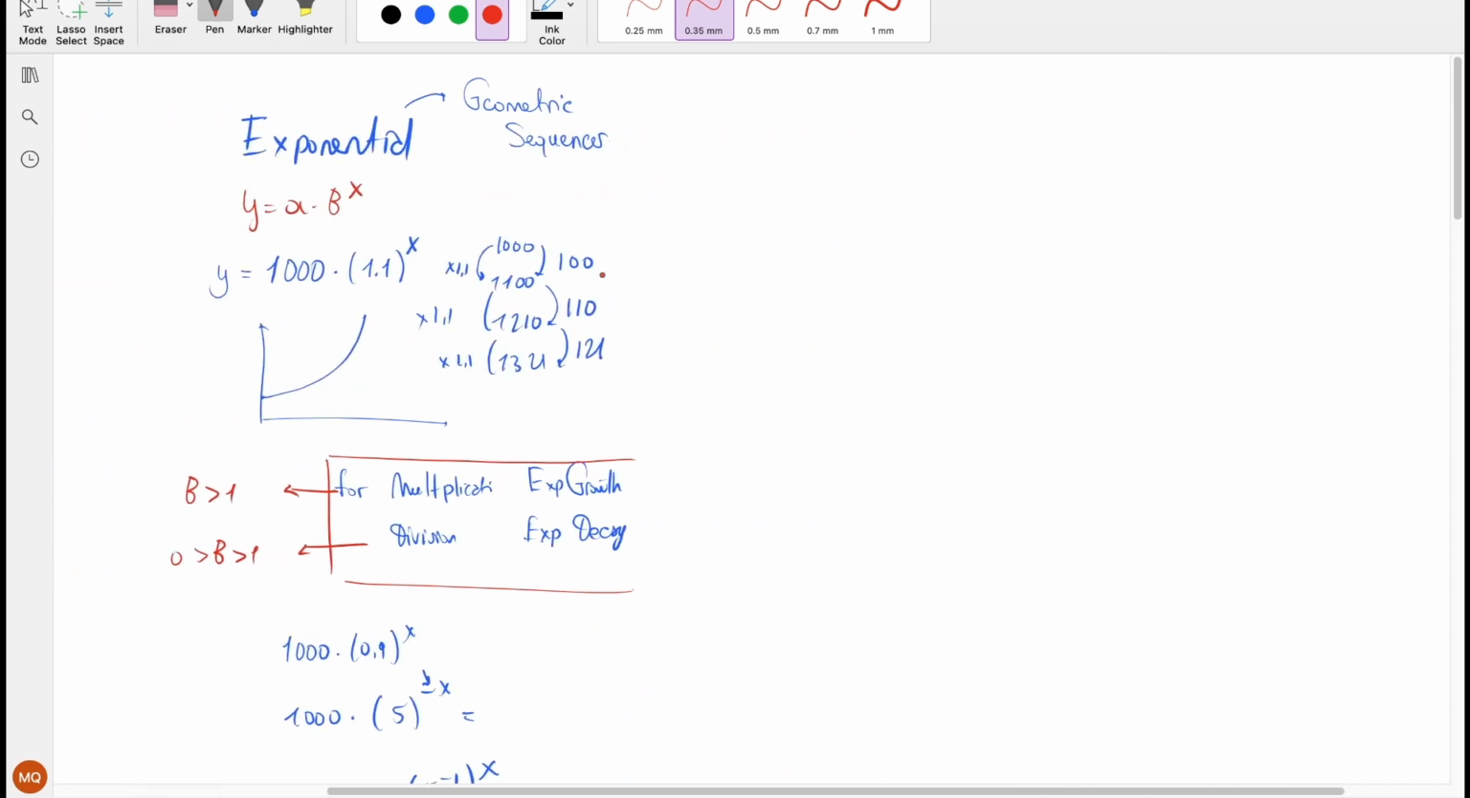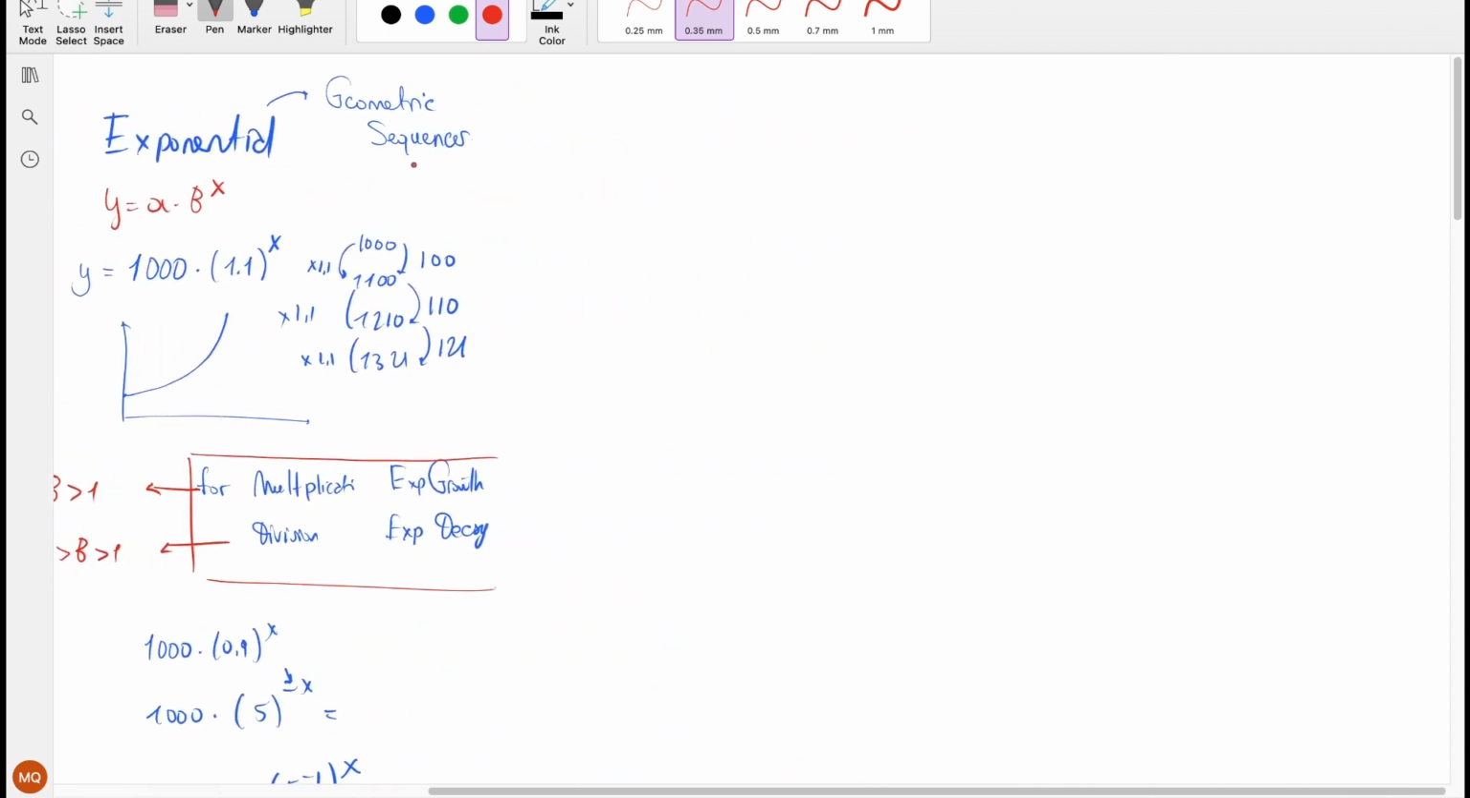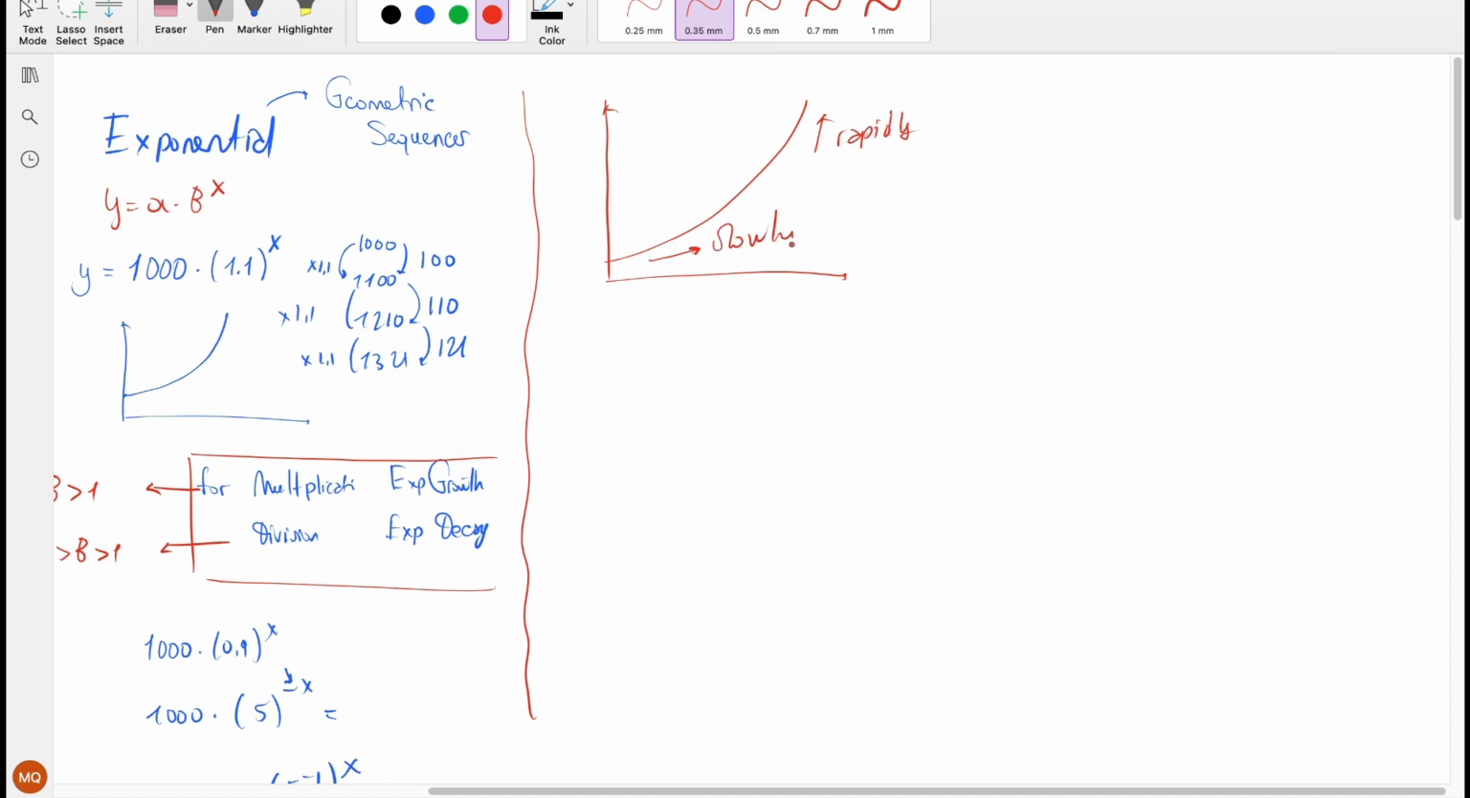We didn't talk about the graph of exponential growth and decay. For exponential growth, we have this type of graph. First, it increases slowly, then it increases rapidly. For exponential decay, first it decreases rapidly, then slowly.